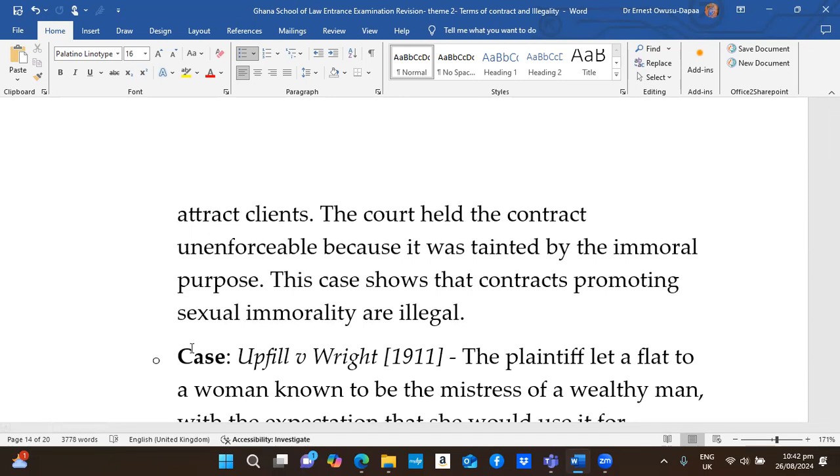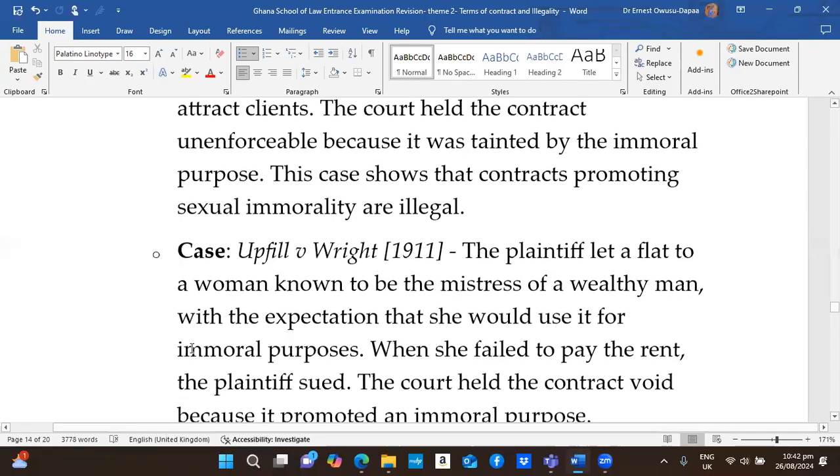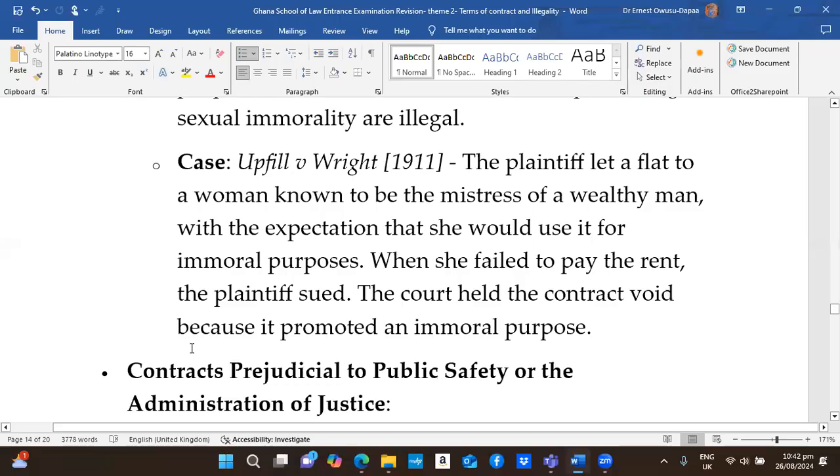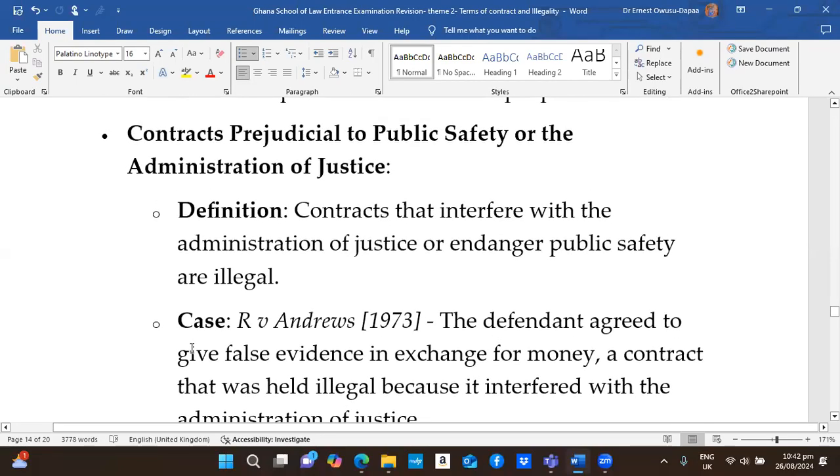Eventually, there was a default in payment. The matter came to court, and the court said that since the contract was seeking to promote immorality, the court will not assist its enforcement. And a similar thing happened in Upfield and Wright, as you know very well. Again, contracts which also, yes, Magnuson.